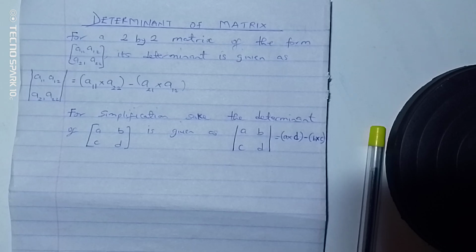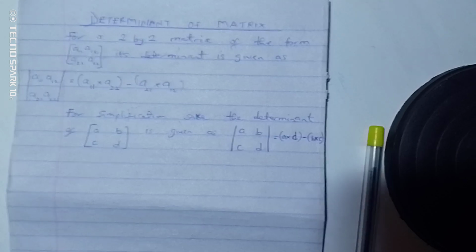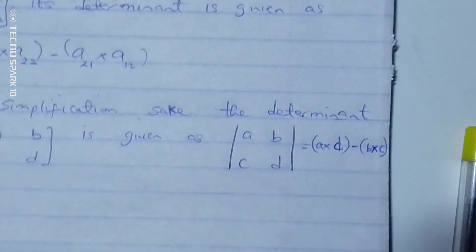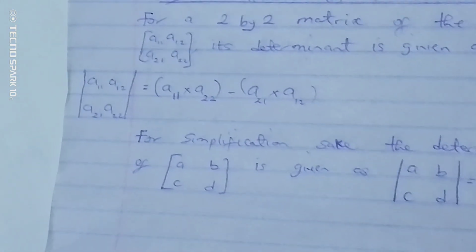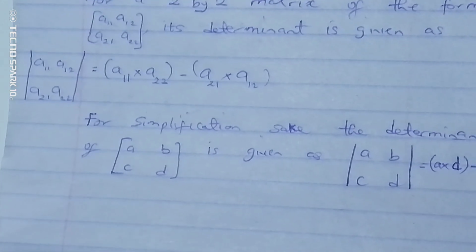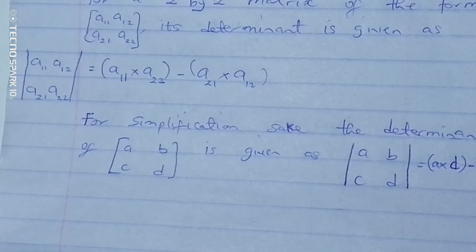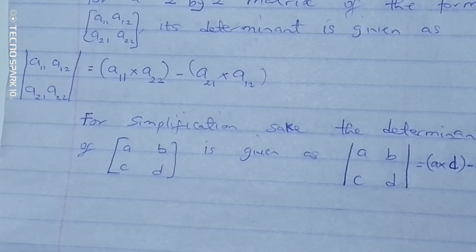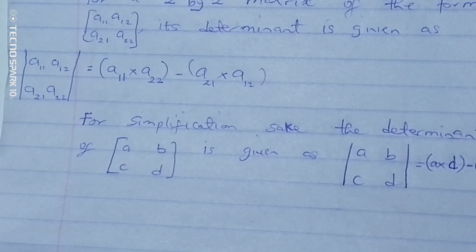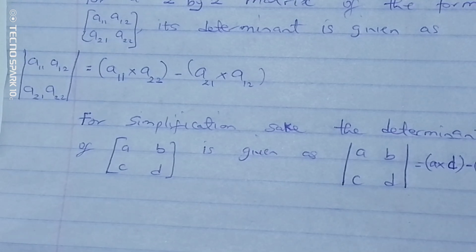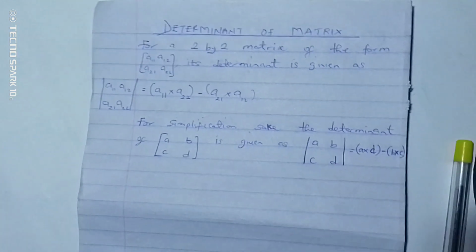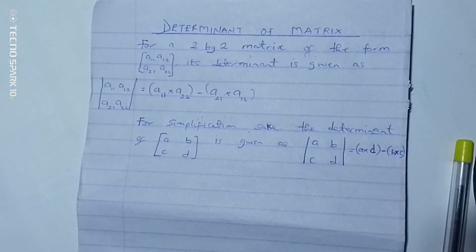So you have seen the form, you've seen what a 2 by 2 matrix looks like. You can see A 1 1, A 1 2, A 2 1, A 2 2. So it's of square form. It's a 2 by 2 matrix because there are 2 elements on the row and 2 elements on the columns. So if you have to find the determinant of a matrix, the determinant of a matrix is given as stated below.